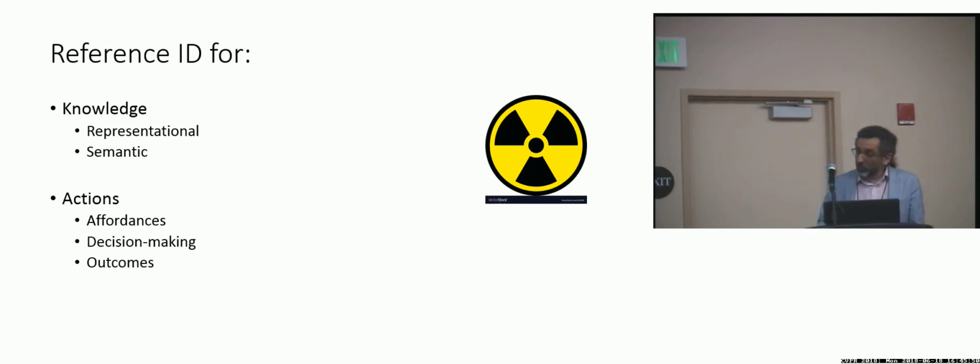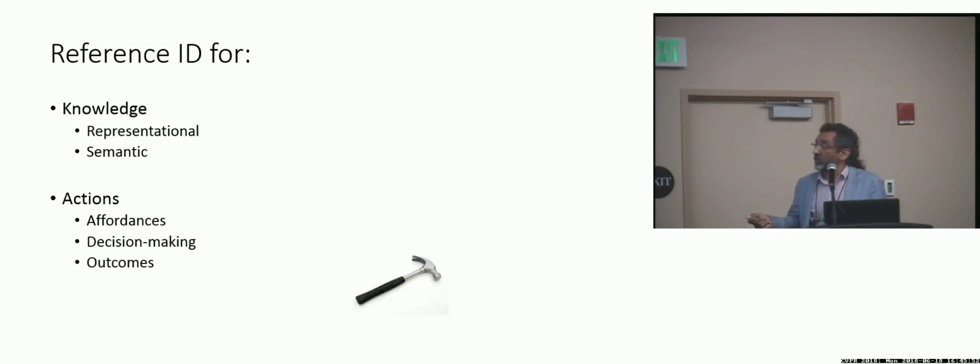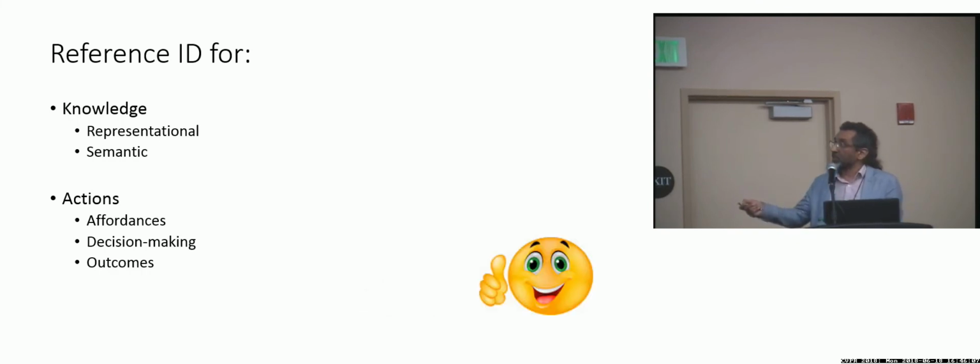It also deals with actions and affordances. Here's a hammer. The affordance means I should be holding it by the handle and not by the claw. It's about decision making. When you have a hammer, everything looks like a nail. And it's about outcomes. When you've done something good and somebody smiles and gives you a thumbs up, you can recognize this expression and action to mean something, in this case, well done.